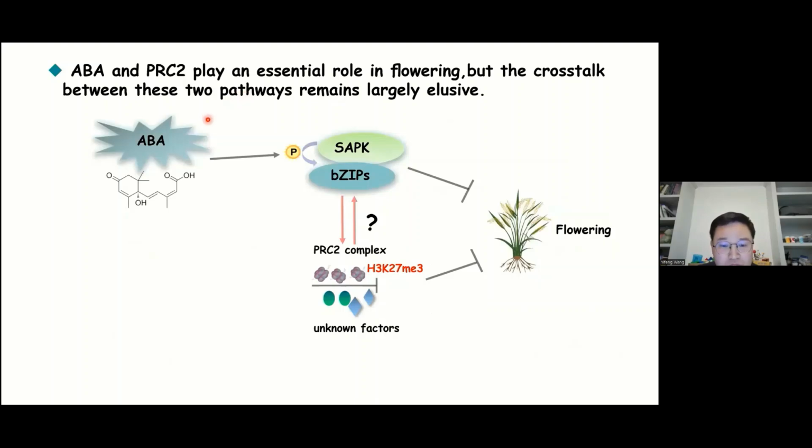So here comes the question. Since ABA and the PRC2 complex both play an important role in flowering, the crosstalk between these two pathways remains largely unknown.